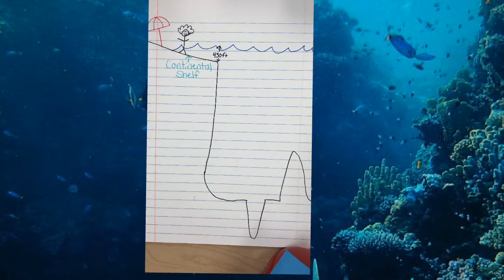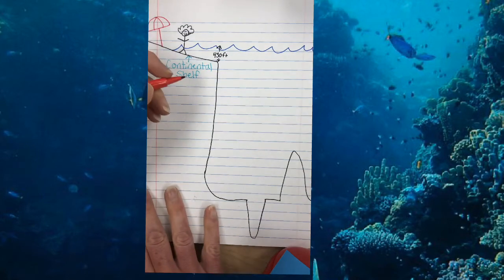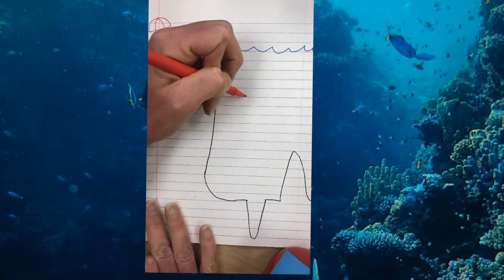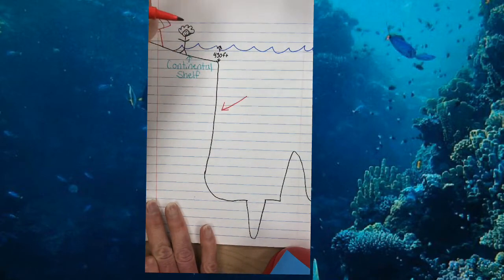Which I just told you what our next item is. So the next part of the ocean floor is the Continental Slope.